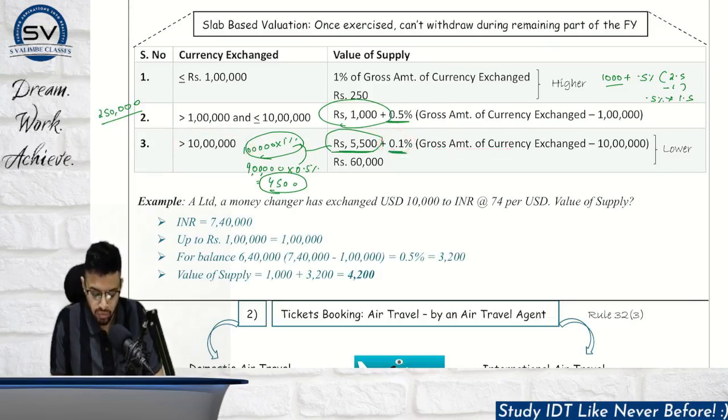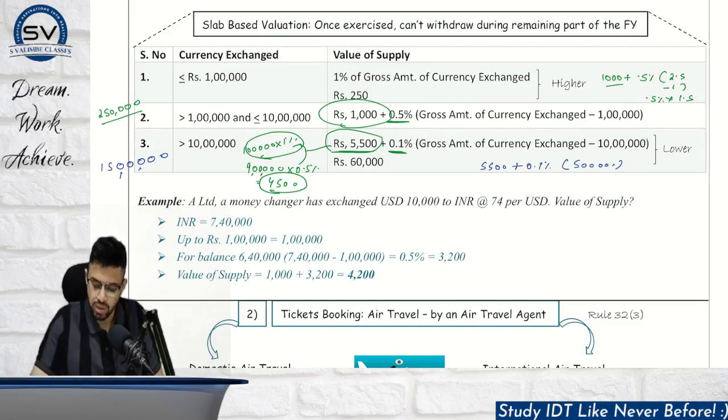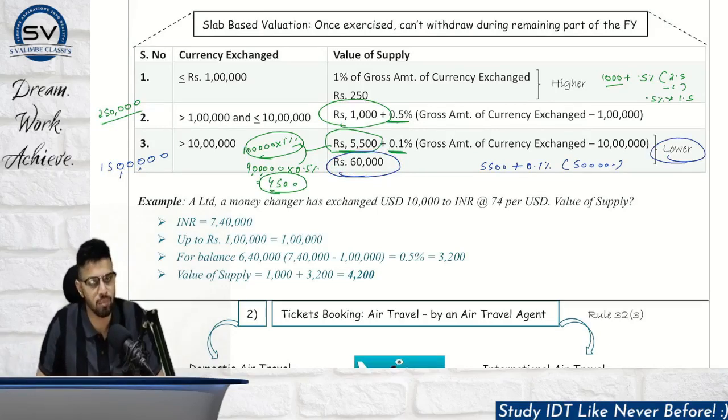So let's say the amount involved is 15 lakhs, then what will the value of supply be? Value of supply will be 5500 plus 0.1% of difference. So 15 lakh minus 10 lakh, 5 lakh. What will this amount come out to be? 5 lakh into 0.1% plus 5500, that is 6,000, or 60,000, whichever is lower. So here the limit is 60,000. Government says we don't want GST on the value beyond 60,000. On 60,000 pay us the GST, right?